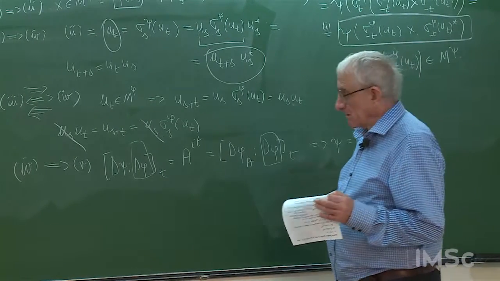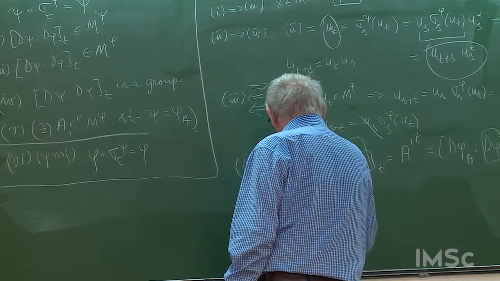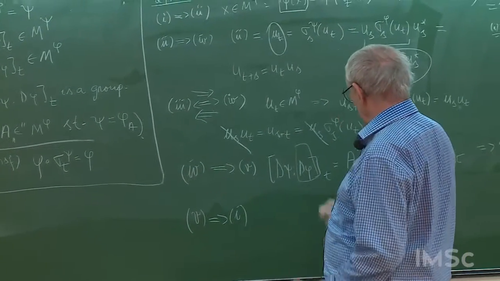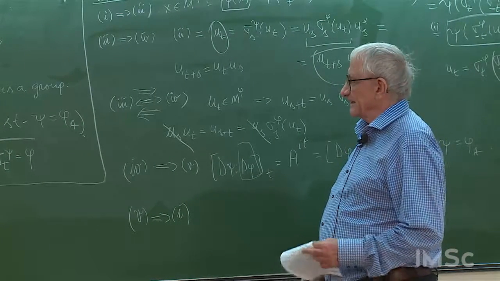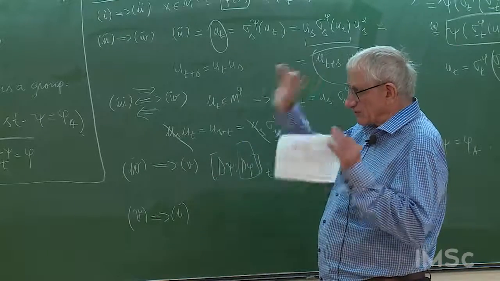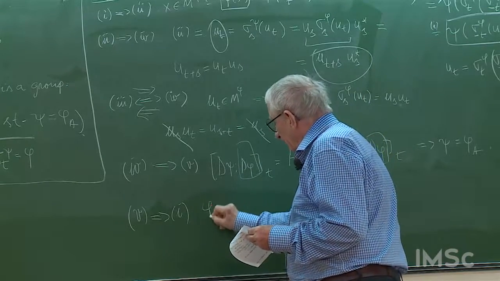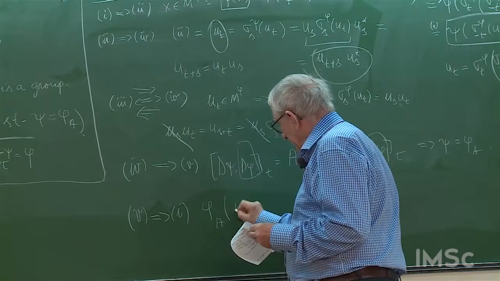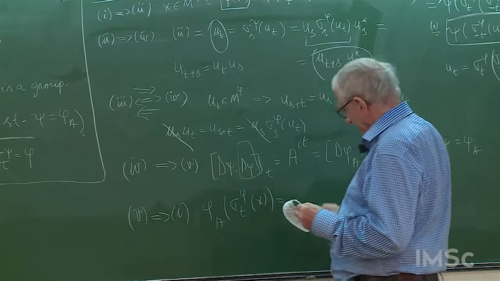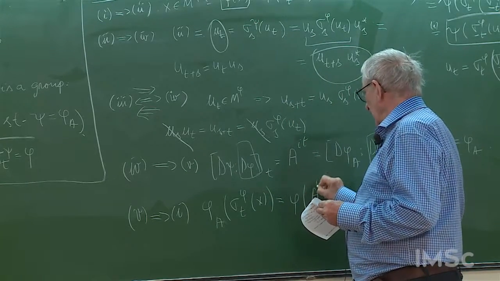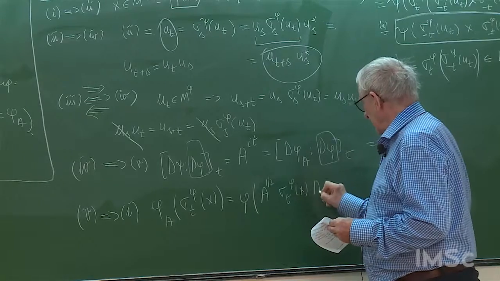Good. Now, to see that 5 implies 1, I will write the things a little bit more roughly. I will not go to the A epsilon, I will just use A as it would be bounded also. So you have the following thing. Phi sub A of sigma t phi of x is equal to phi of, let's say, A to 1/2 sigma t phi of x A to 1/2.